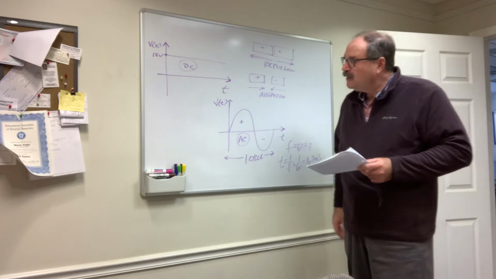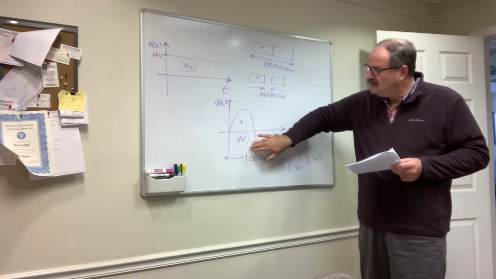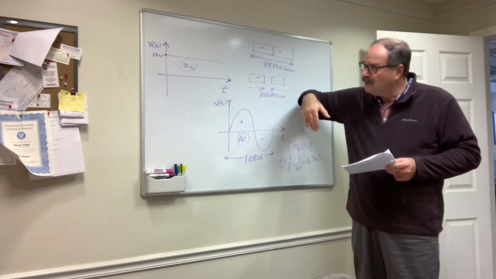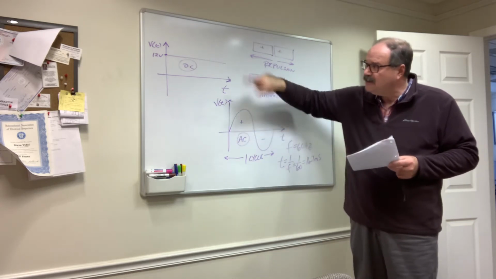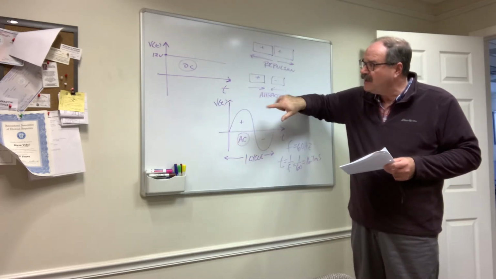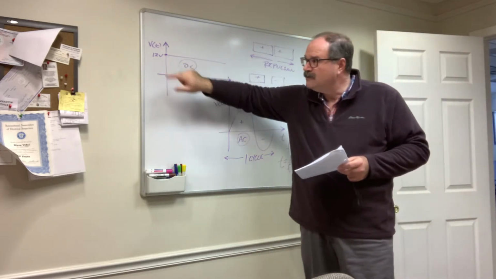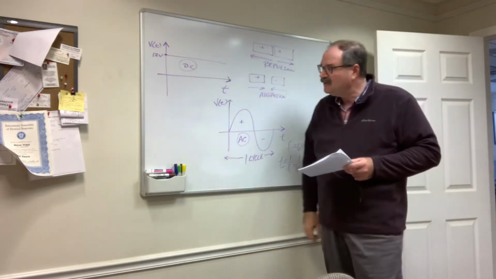I'd like to start with electrical voltage sources. DC is direct current, AC is alternating current. In both examples I give you XY Cartesian coordinate system plots of voltage with respect to time. Time is on the horizontal or the x-axis. Voltage is on the vertical or the y-axis.